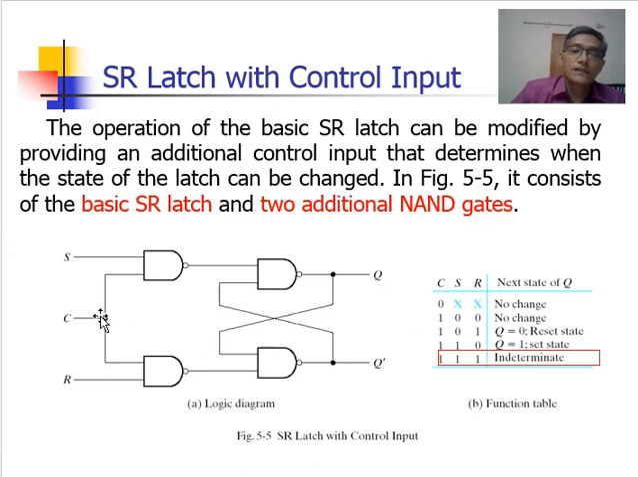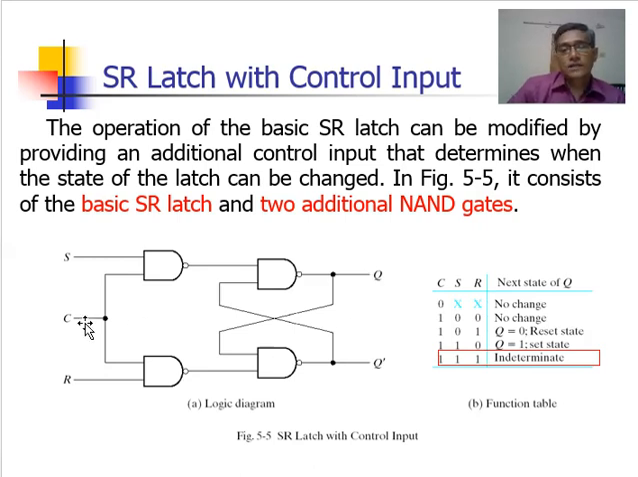When clock input is 1 and both S and R are 0, what will happen? Both the NAND gates produce 1, because if any one input of the NAND gate is 0, the output is 1. So that is this condition: when clock equal to 1, both S and R are 0 0. Whatever the previous value of Q and Q dash, that is going to remain, because this is 0, this is 0, and the output is 1 here, 1 here.